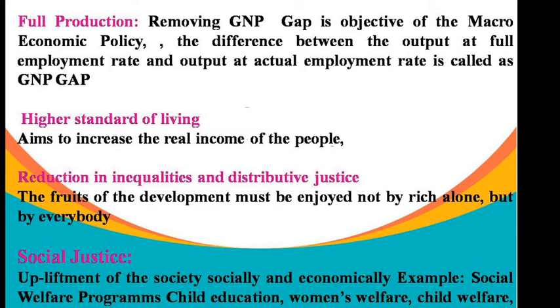The next one is reduction in inequalities and distributive justice. Fair distribution of national product is an important objective of macroeconomic policy. Higher economic growth may be accompanied by inequalities of income. Economic growth of this nature involves no social justice. In this case, the rich become richer and the poor become poorer. So, the major objective of macroeconomic policy must be such that the fruits of development are enjoyed not by the rich alone, but by everybody.